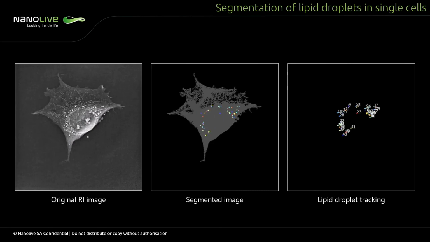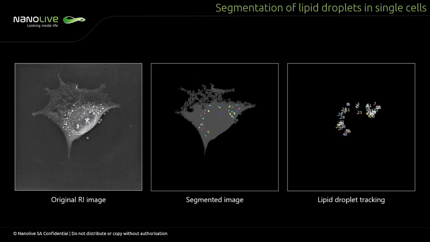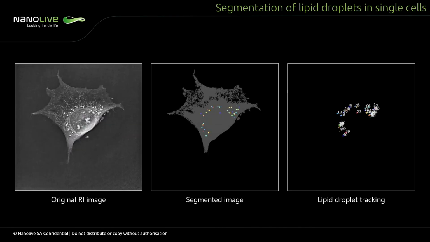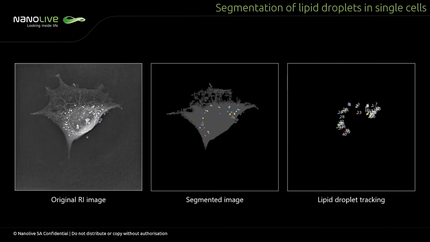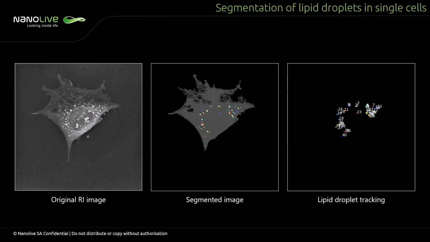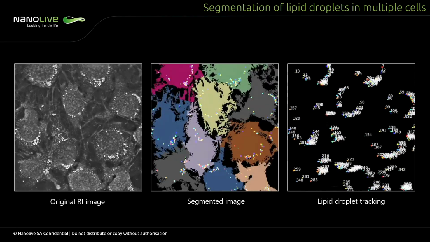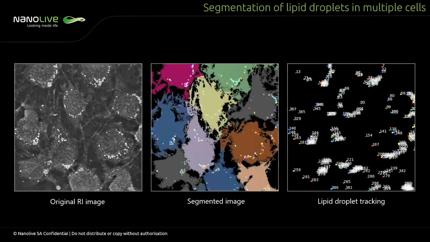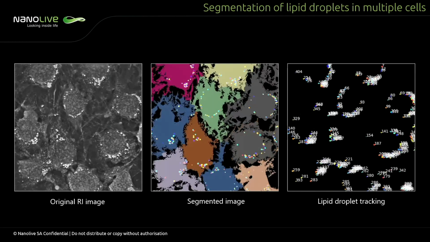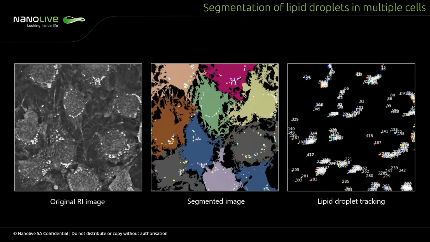The segmentation can also be done inside the cell with the different organelles. So here's an example of the lipid droplets, which have been segmented with the algorithm based on the refractive index. And you can see that it works very nicely. You can get some tracking then of each individual lipid droplet. This can also be extended to multiple cells. As you can see here, each lipid droplet in each single cell has been segmented, and this can give you a vast array of data.